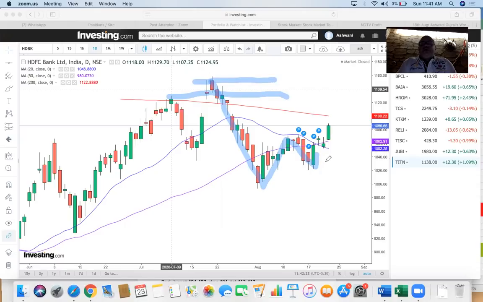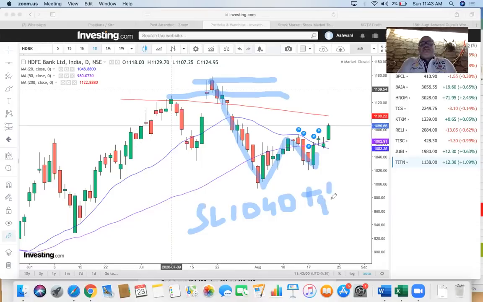So your stop can now be easily, say, about 1040. SL 1040, target 1150.